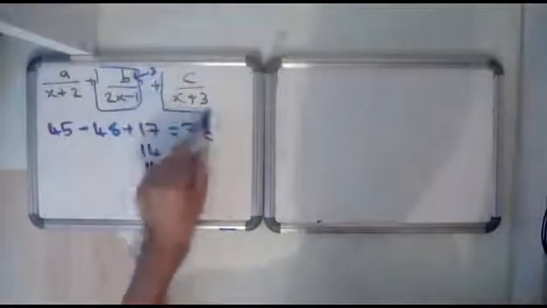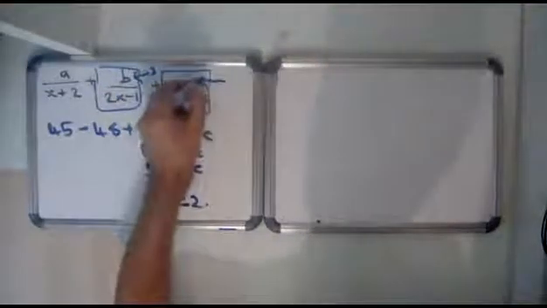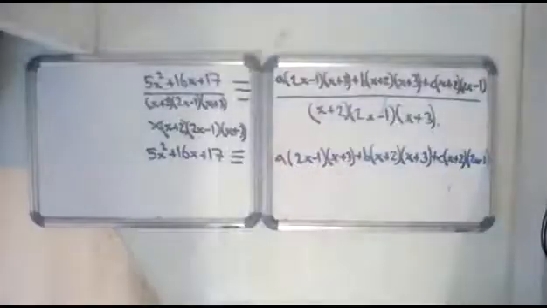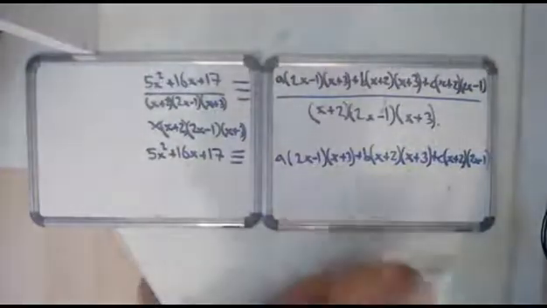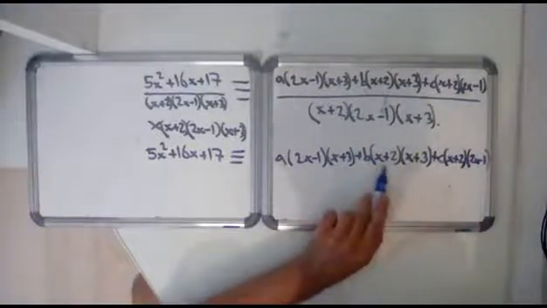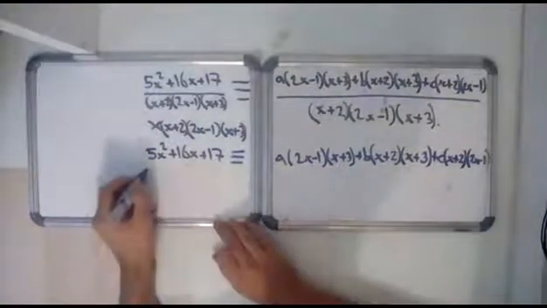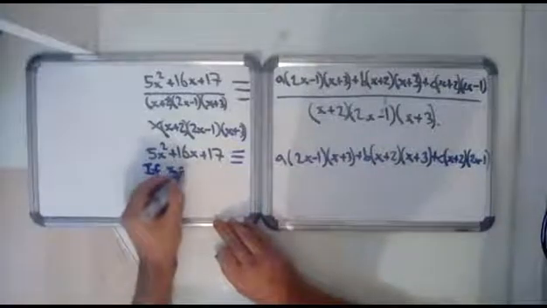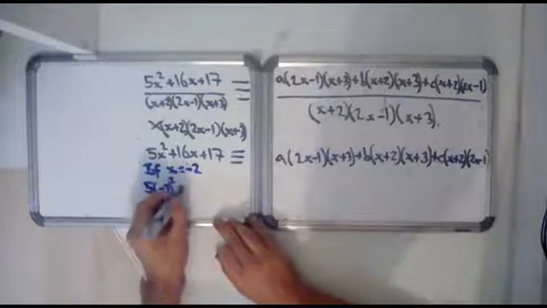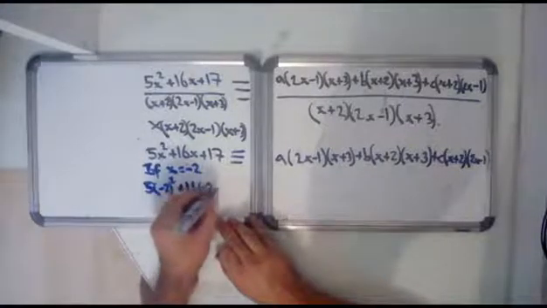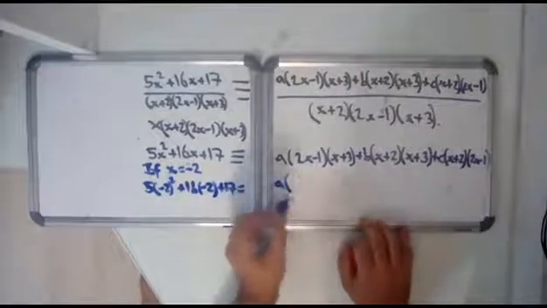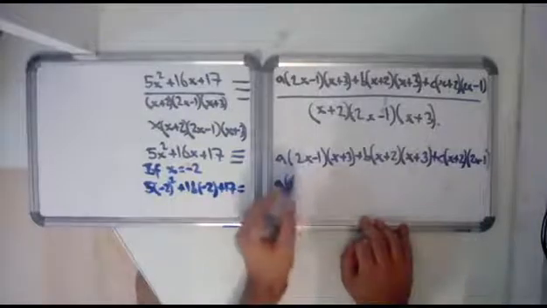So now we've nearly finished. You've got 2 out of the 3 partial fractions. So this c is 2. So the only one we are left with is a. If x equals minus 2, then that is going to knock out this term and this term because minus 2 plus 2 is 0. So if x equals minus 2, you have 5 times minus 2 squared plus 16 times minus 2 plus 17 equals a times 2 times minus 2, so that's minus 4 minus 1.